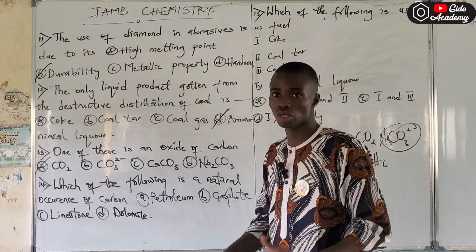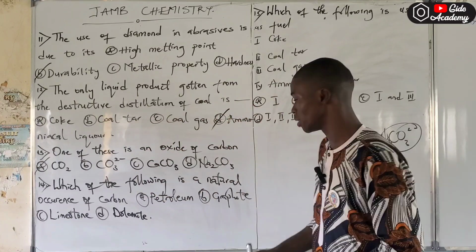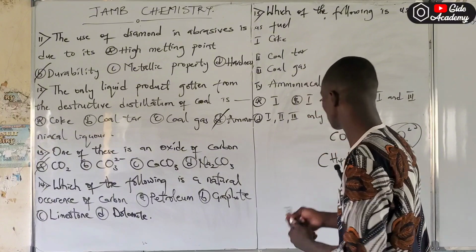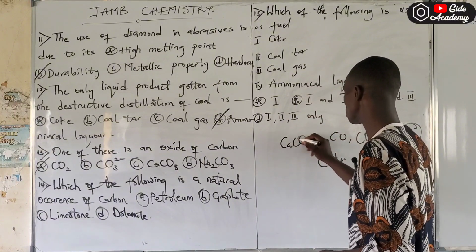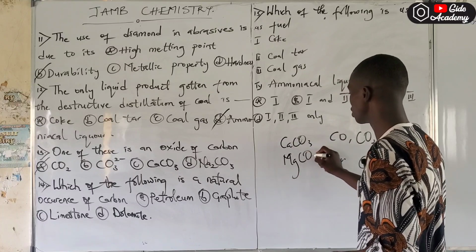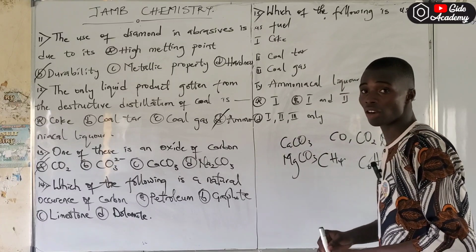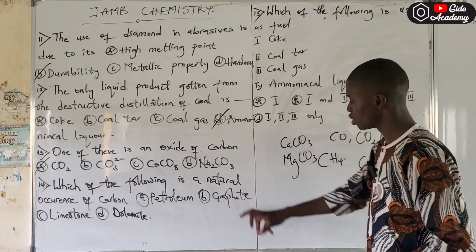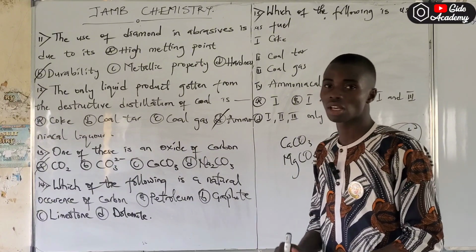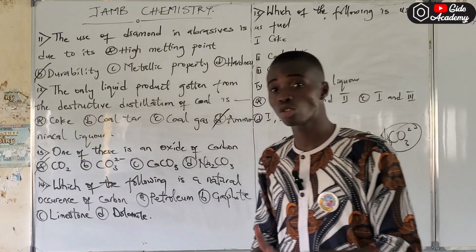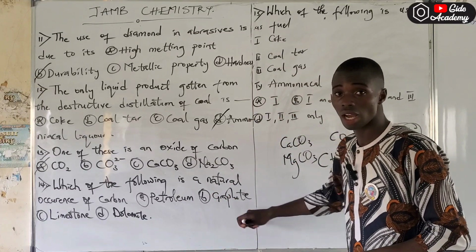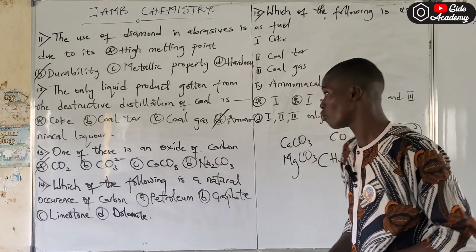When we do organic chemistry, you are going to understand this whole concept better. Then the next one we have there is graphite, limestone. That's CaCO3. Dolomite is a magnesium carbonate, and petroleum, I already told you, these are hydrocarbons. So the only one that is odd here is graphite. So please take note. Carbon exists in two natural forms, which are diamond and graphite. The rest of the options are combined forms.